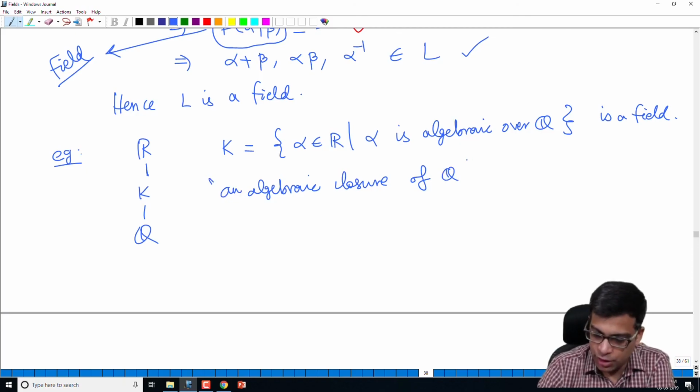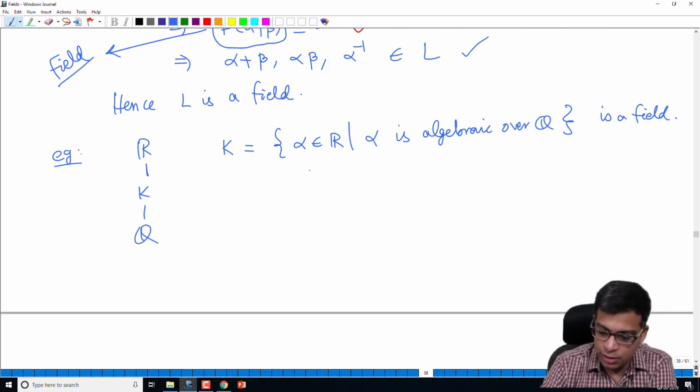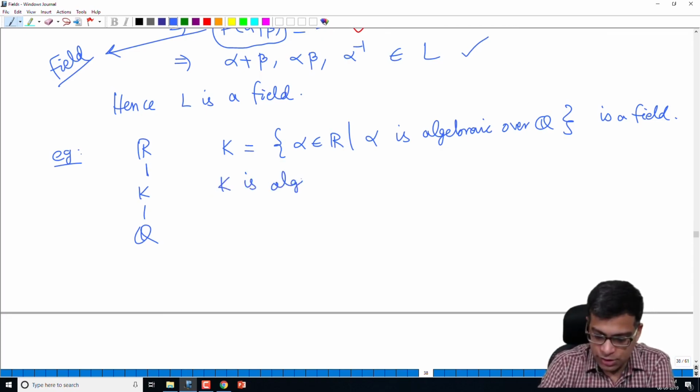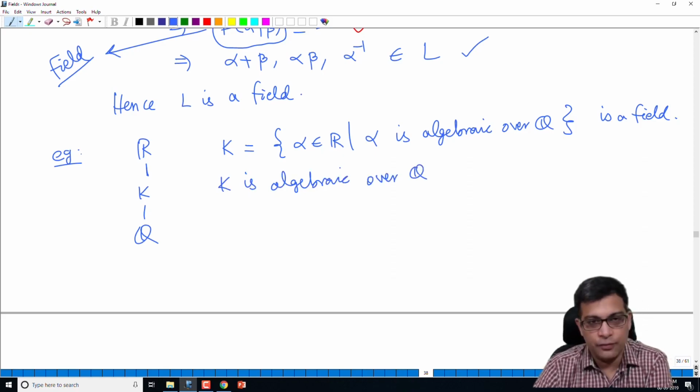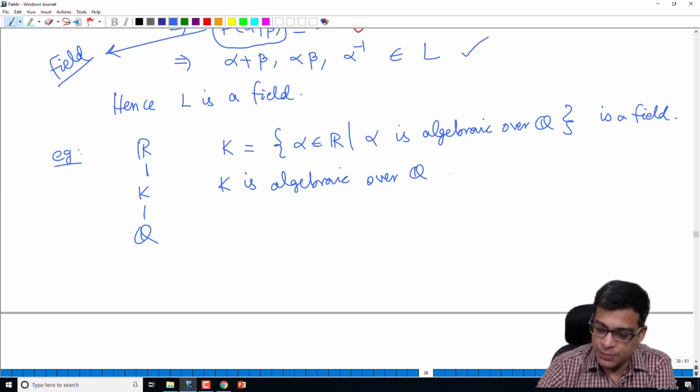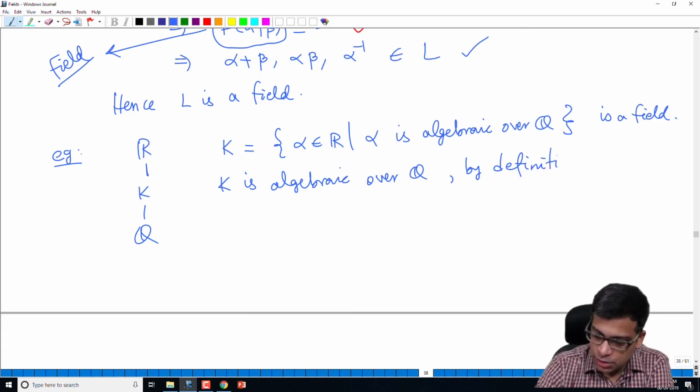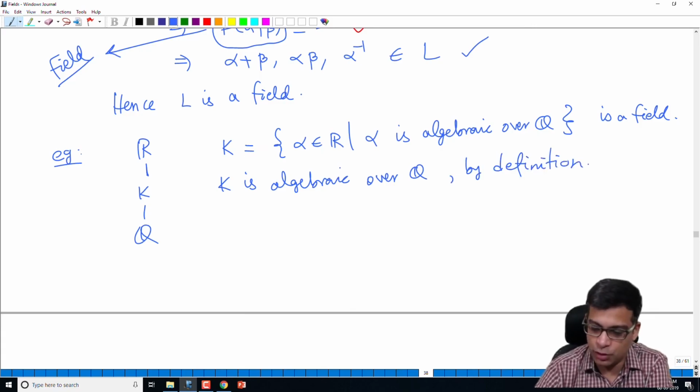Actually, in R, so I should not say that. I should also include C. So let me just take that back. So it is a field, and K is algebraic over Q. That's what I will say. It is not an algebraic closure because, for example, it doesn't contain i. i is supposed to be in the algebraic closure of Q. If you replace R by C, then you get that. So K is algebraic over Q by definition, right? Because every element of K is by definition algebraic over Q.